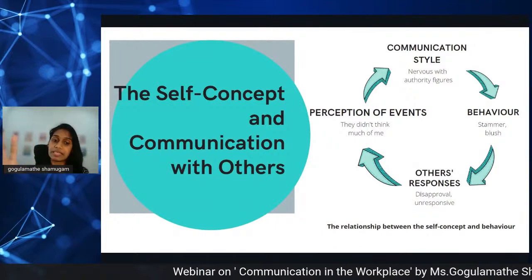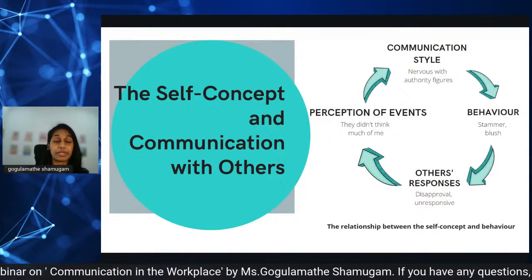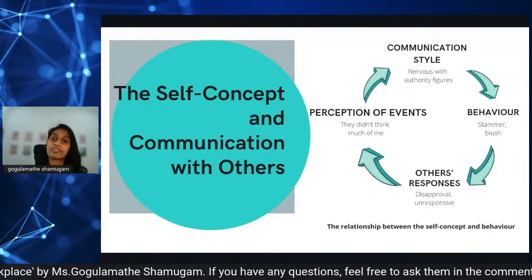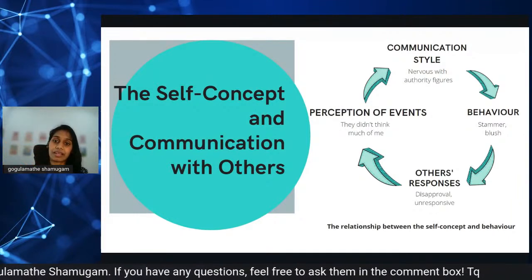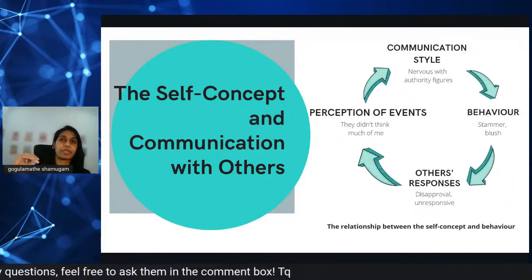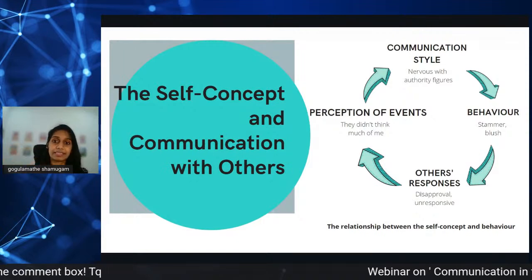So what we're going to be seeing, or this figure that you are seeing, is basically the relationship between the self concept and the behavior. Okay, so we're going to look into communication style. Most of the time, I'm going to give an example from the point of view of fresh graduates and also interns, right?